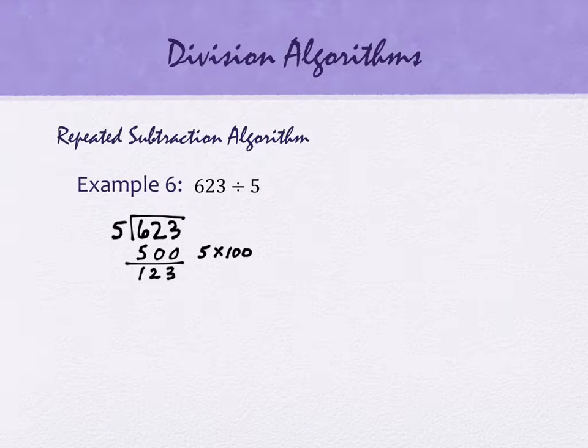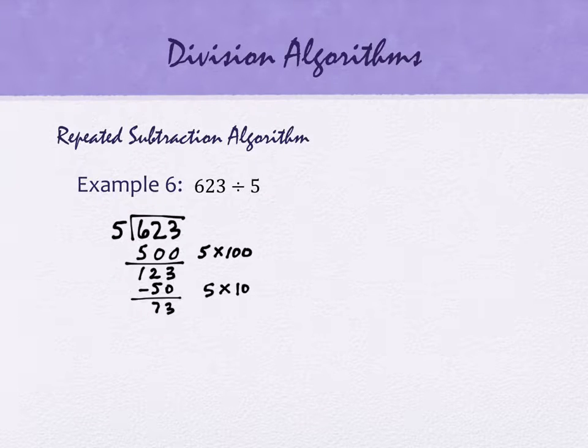I can't subtract 500 again, right? If I could, I would do that, but I can't. So now I need a 5 followed by how many zeros? 1, because that's all I have that I'm able to subtract. It's just the right size. So 5 times 10 is what I really just did. And when I subtract 123 minus 50, what do we get?